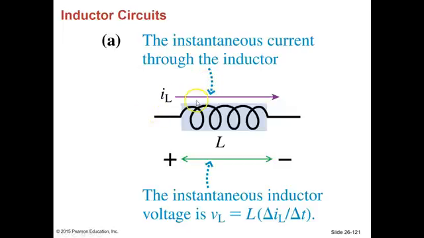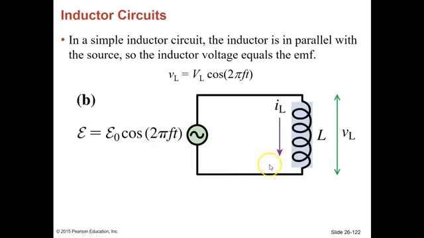The instantaneous current through the inductor: we know V_L is equal to the value of L for the inductor times the change in the current going across it over the change in time. In a simple inductor circuit, the inductor is in parallel with the source, so the inductor voltage equals the EMF. Here's our source, cosine of 2 pi f times time, which would be the instantaneous voltage or potential across that inductor.